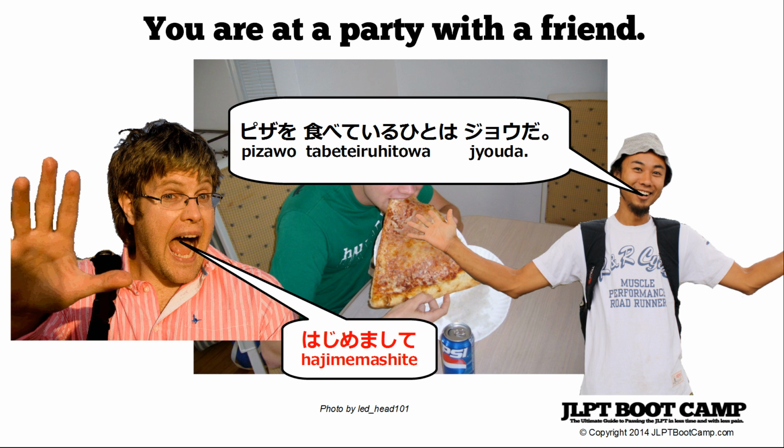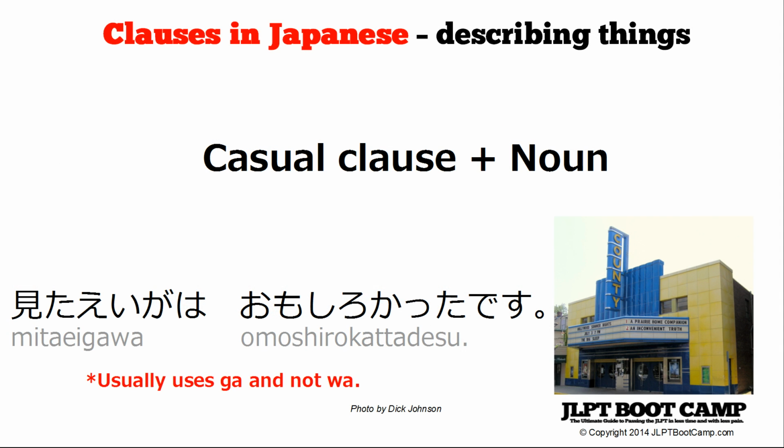And your friend used a clause to describe the person. Before that part, he has pizza o tabete iru. Eating pizza person is the literal translation of that. And these clauses are very useful to add more descriptions for certain items. And basically how you form them is you put what I call a casual clause before the noun. Basically a casual sentence. And you can use this to describe a lot of different things.